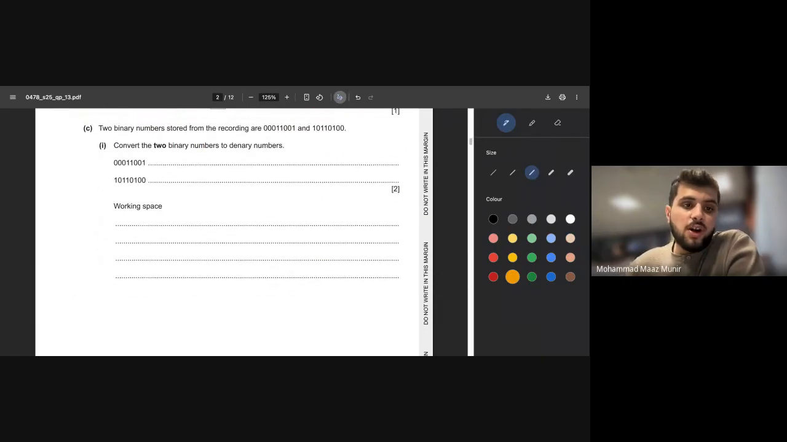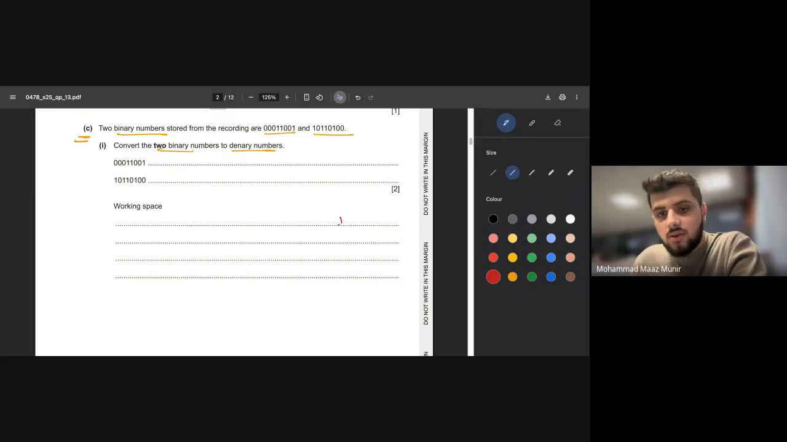We're coming to question part C, which is basically saying that there are two binary numbers which have the values 00011001 and 10110100. Now we need to convert them into denary numbers. Exactly the same thing which I mentioned in the last part. Remember मैंने क्या बोला था? Values देखो and just see 1 कहाँ पे and just add them up.